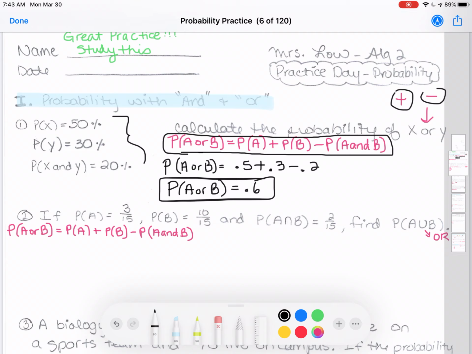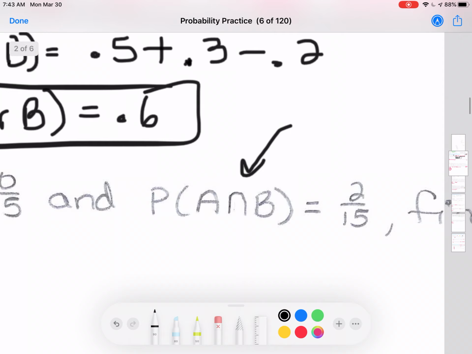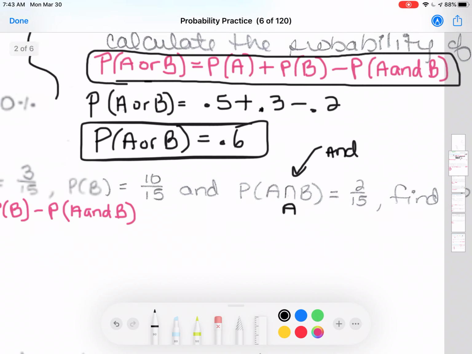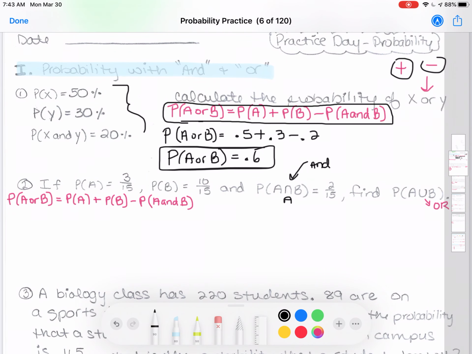Okay, let's try another one. It says if the probability of A is 3/15, the probability of B is 10/15, and the probability of, okay, so what is this symbol right here? Again, I'm going to zoom in so I can do it neatly. That symbol is and. And the easy way to remember that it's and is because, look, you can turn it into an A. That's how I remember that it's and. Okay, and then the other symbol, the U, is or. So I want to find or. So I wrote the or formula again. Everybody see it? Write your formula, and then substitute in your values.